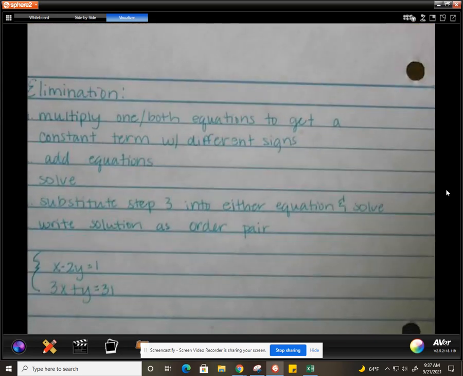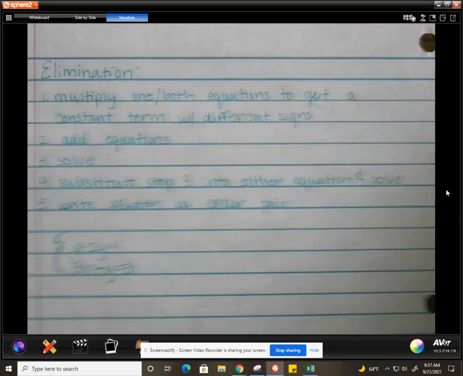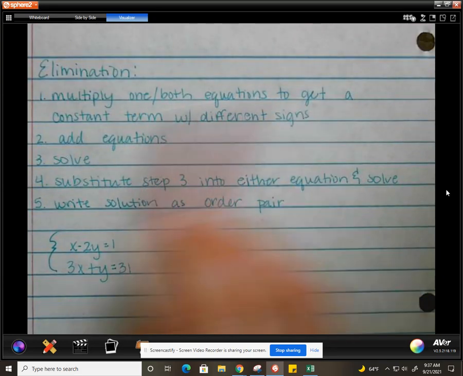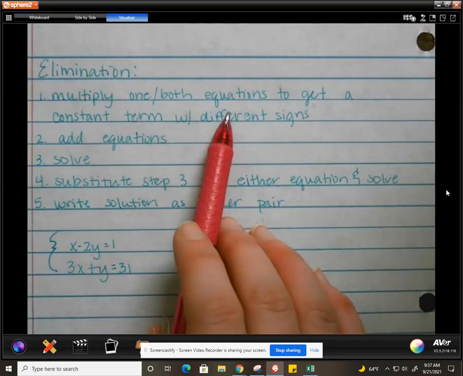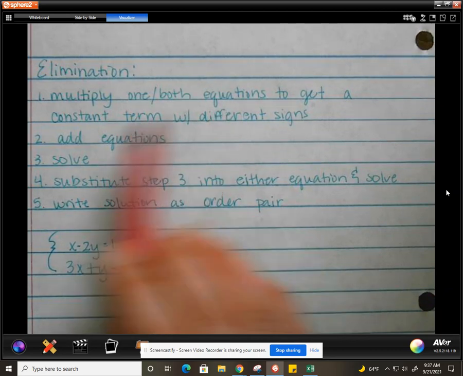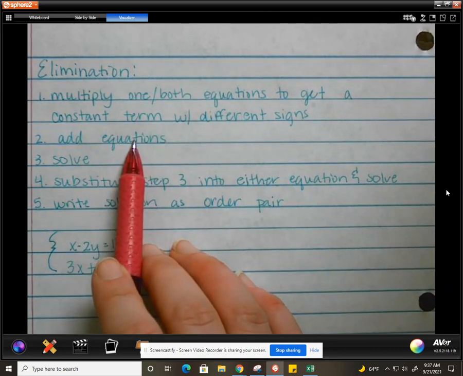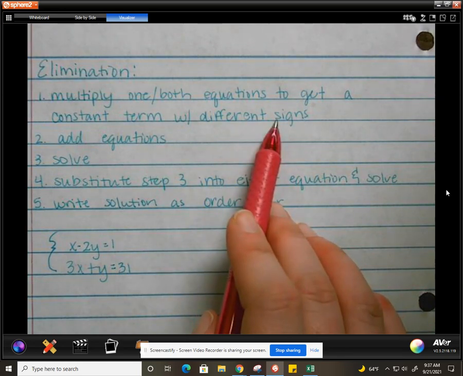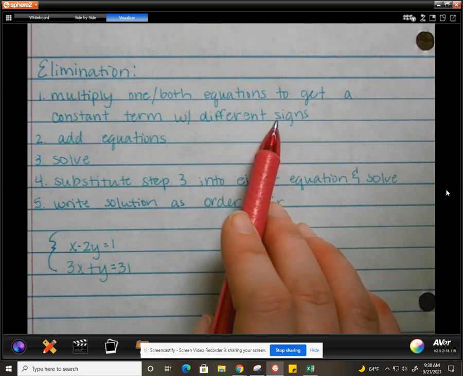But now flip over to the back, and here's elimination. Okay, elimination, you're going to multiply one or both equations to get a constant term, but I want them to have different signs, one positive, one negative. Then you're just going to add the equations. It's always easier to do an addition problem, so that's why we want different signs. But if you don't get different signs, you would just be doing a subtraction problem.